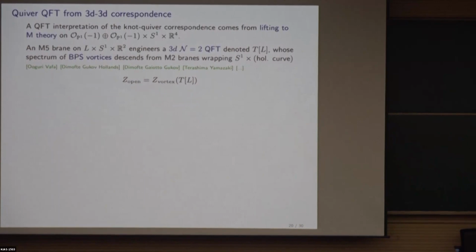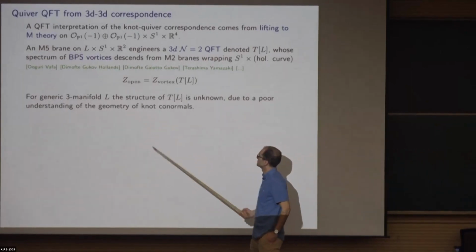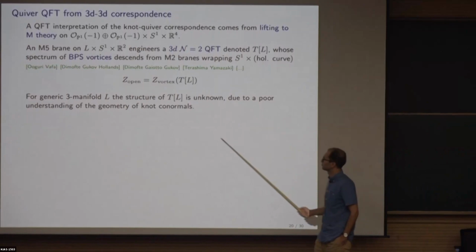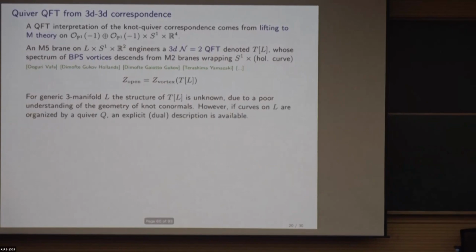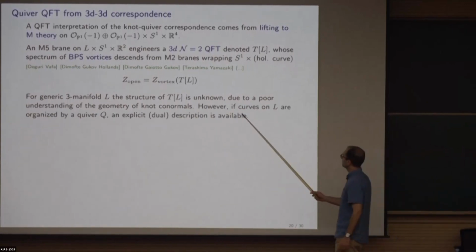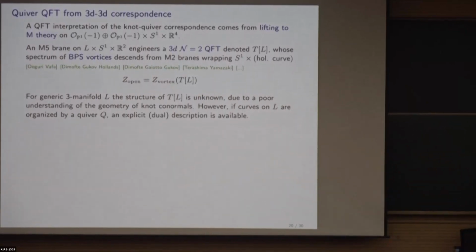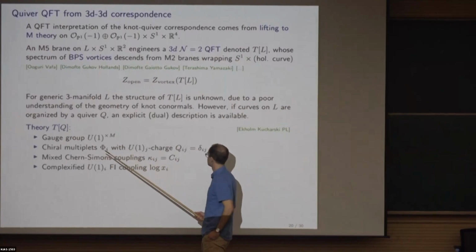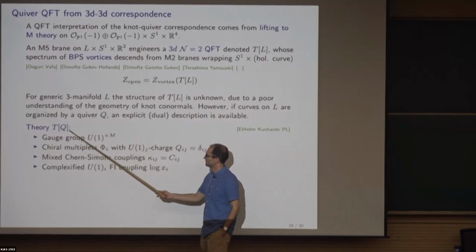Okay? So that's the QFT setup that comes from lifting this to M theory. Now the catch is that for generic choice of 3-manifolds, it's not known what the theory T[L] actually is, right? We don't have very good control on the geometry of these non-conormals, so we don't know what kind of gauge theory it is. We just know that it should exist. However, when the holomorphic curves on L are described by a quiver, a dual description of that theory is actually available. We call it T[Q]. It's a dual description of T[L] in the sense that it will have the same vortex partition function. And T[Q] can be described very simply in terms of the quiver structure.